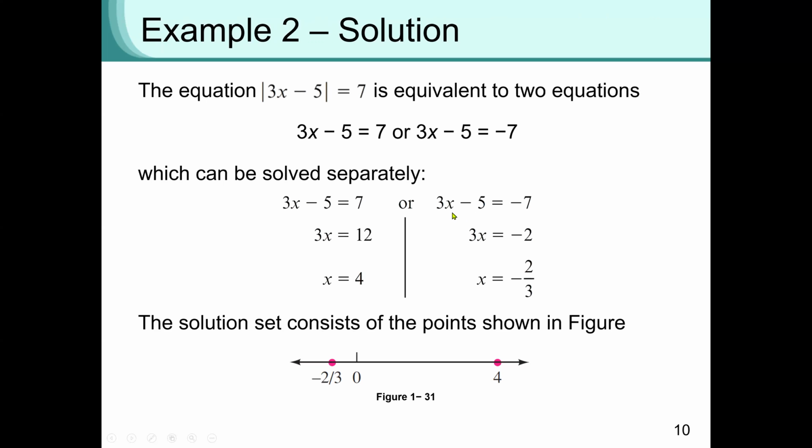The next one, we say 3x minus 5 equal to negative 7. The same thing we do, use plus 5 to cancel negative 5. But this time we get minus 7 plus 5, which will give me minus 2.